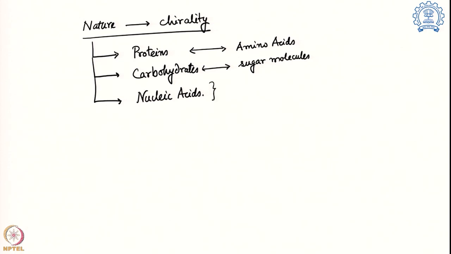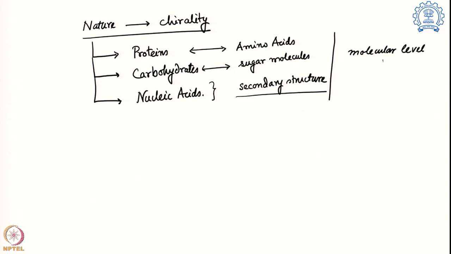nucleic acids are made out of adenine, thymine and all those different nucleosides and nucleotides. Those are themselves not chiral, but when they create the secondary structure, those are chiral in nature. So altogether we found that in these biomolecules, from the molecular level to the large scale polymeric structure, the chirality is playing a huge role.